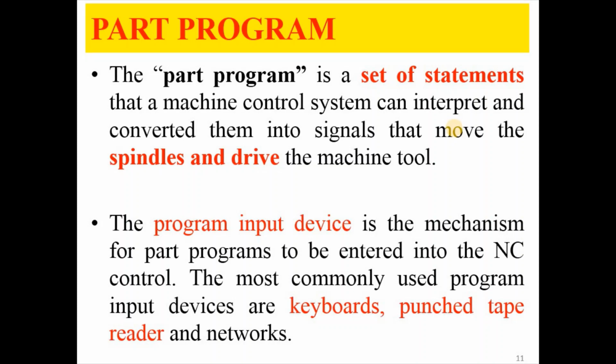The part program is a set of statements, meaning we are giving some input to the machine in the form of an NC part program, and it will be converted into signals, and those signals move to the machine, and the machine starts moving the spindles and drives, whatever operation is given, and that is our required output. So the part program is nothing but a set of statements that the machine tool control system can interpret and convert into signals that move the spindles and drives.